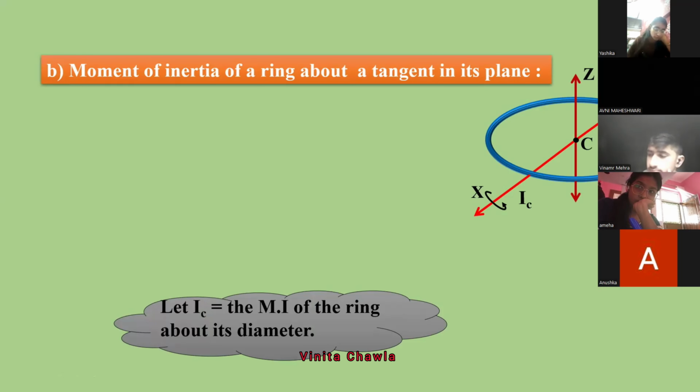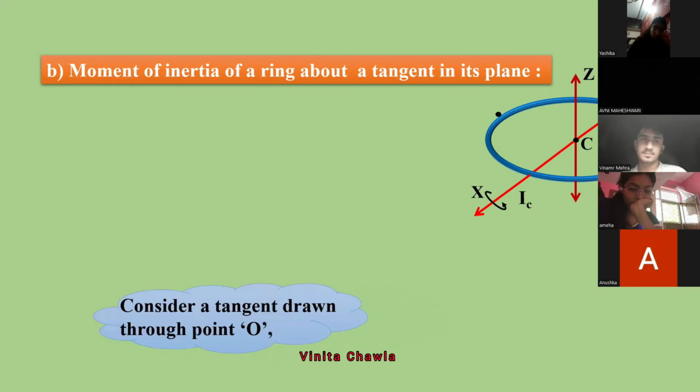C is the center of the ring, and this Iz is passing through the center of mass of the ring. So we can also find moment of inertia. We have just found out the moment of inertia of the ring about the diameter. Now we have a tangent passing through point O, and this tangent lies in the plane of the ring. So this tangent is parallel to the diameter or the perpendicular that we had drawn through the center of mass.